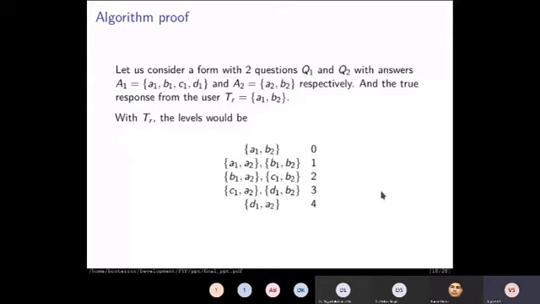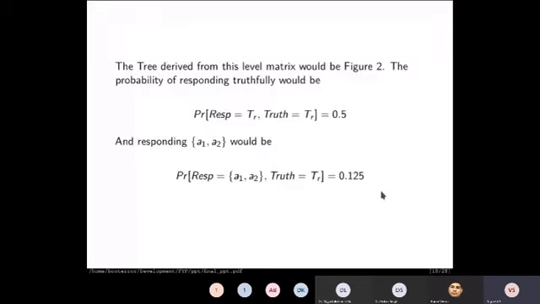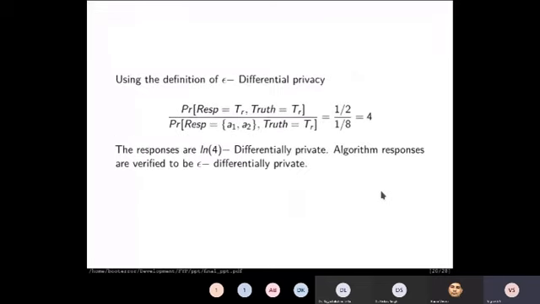So 1/2 to the power 3, that's 1/8, that's 0.125. So the ratio between those two equals 4. Upon putting that number 4 into our epsilon differential privacy equation, we prove that our system is ln4 differentially private, which is well under the limits.